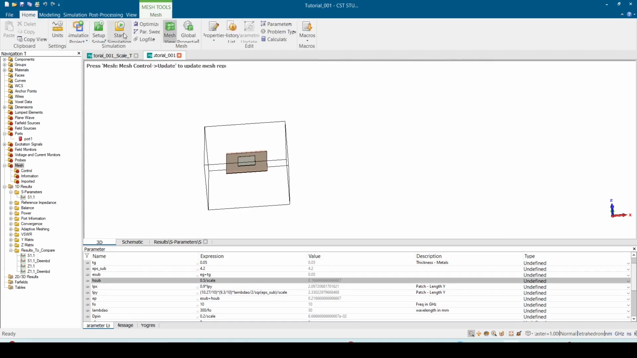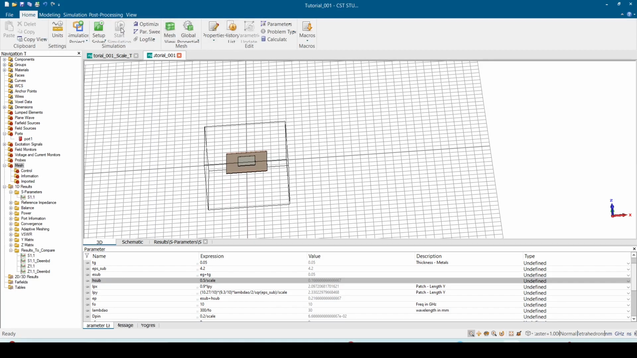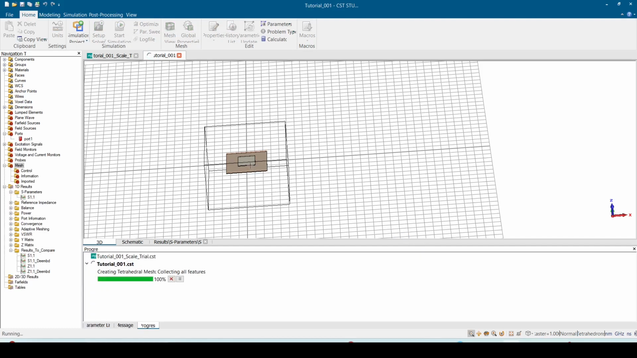Okay, and then we can just close the mesh. I don't know why it opens, but we can press start. And then we can see now why this happens.